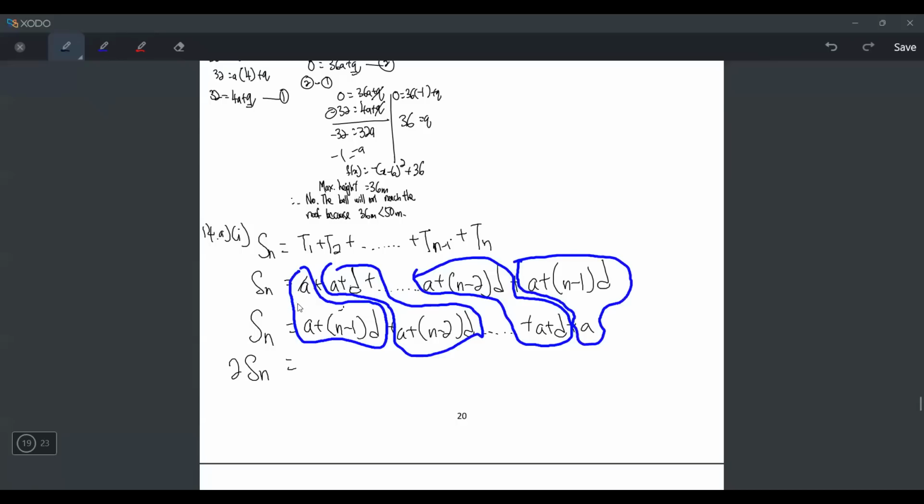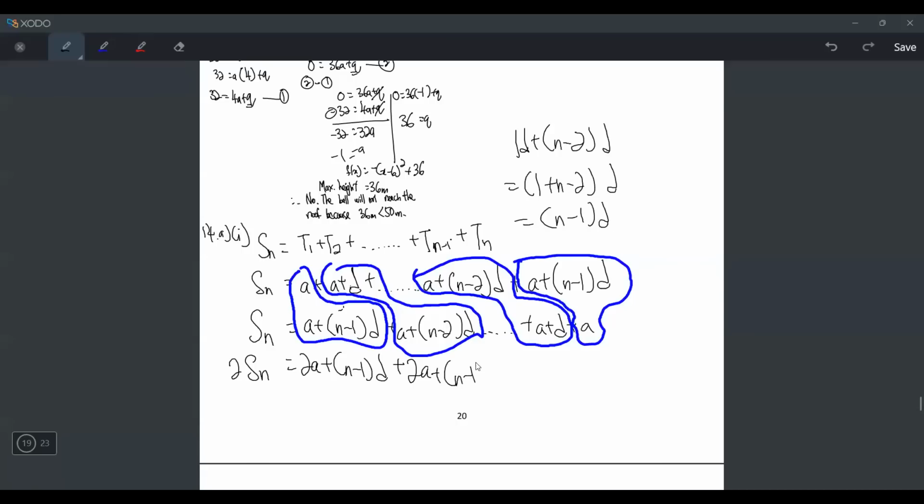So if you look at the first pair, what do you see? You add them together, it becomes a plus a, which is 2a, plus n minus 1 d. What about the next one? a plus d plus a plus n minus 2 d. So a plus a is 2a, and then this is 1d. What is 1d plus n minus 2 d? It means 1 plus n minus 2, which is n minus 1 d. So you will end up with n minus 1 d here.